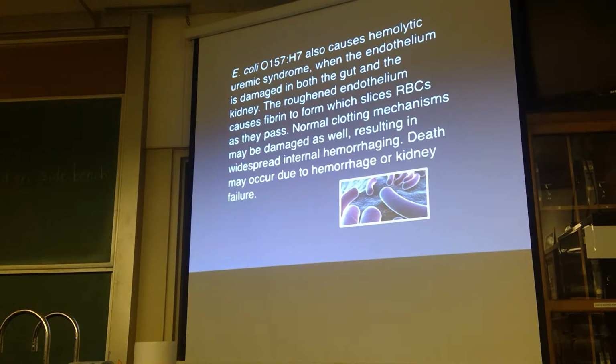Anyway, E. coli O157:H7 can cause hemolytic uremic syndrome. It causes changes in fibrin so that the fibrin is crossing the blood vessels, and as the red blood cells go by, they get sliced. And so it causes damage to red blood cells, which then causes damage to the kidneys, and it is sometimes fatal.